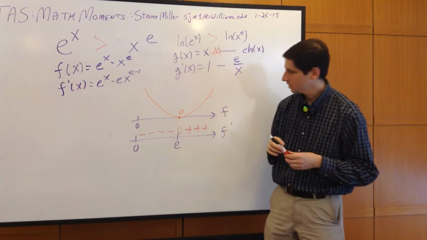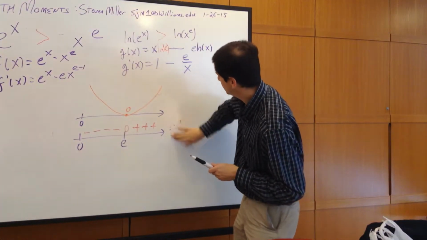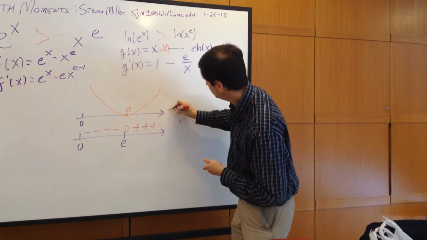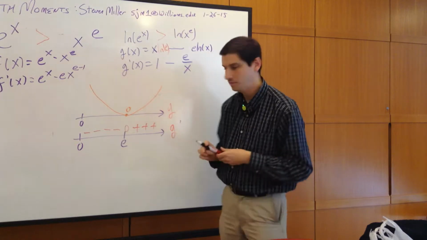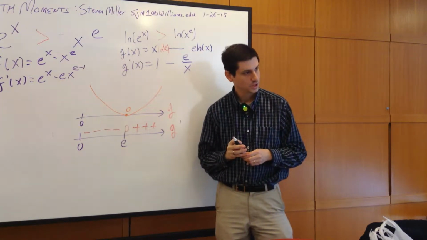Should those both say g and g prime? Oh yeah, that's right. These should be g and g prime, not f and f prime. Thank you. Then you were just saying because the log is always positive except at e.